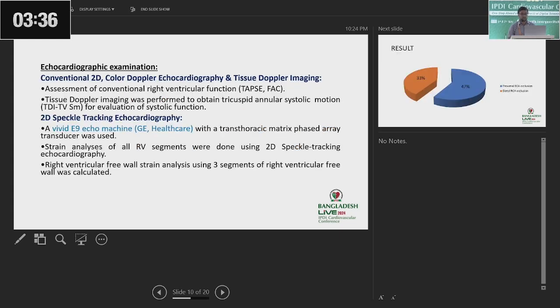During the echocardiographic examination, we did the normal conventional echo parameters like TAPSE, fractional area change, and tissue Doppler imaging. During 2D speckle-tracking echocardiography, we used a Vivid E9 echo machine, and strain analysis of all RV segments was done. For right ventricular free wall strain analysis, 3 segments of the right ventricular free wall were used for calculation.